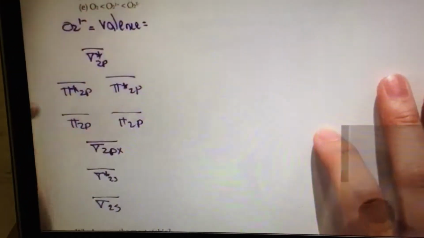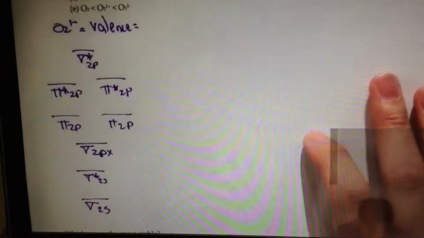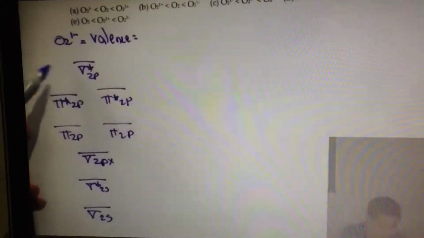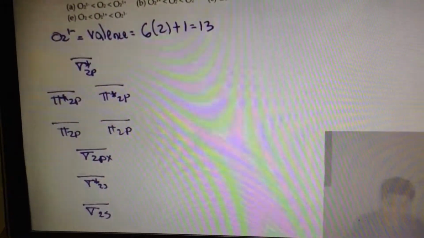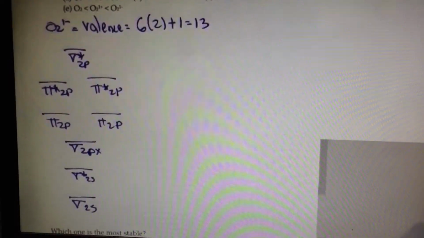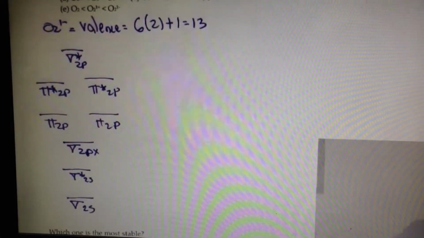No? Okay. O2 1 minus. So we count the number of valence electrons. Now, if you wanted to count all of them, you would have to start at 1s, but we want the valence here. So that's going to be 6 times 2 plus 1 more equals 13 electrons. Any questions on how I got the number? Valence: oxygen is in 6A. The minus 1 means I add 1 more.